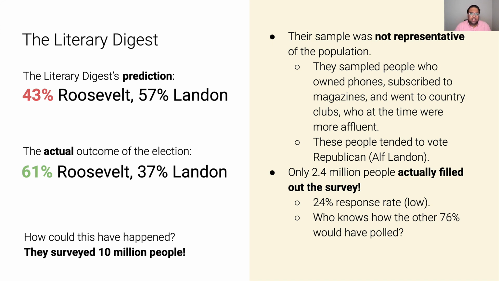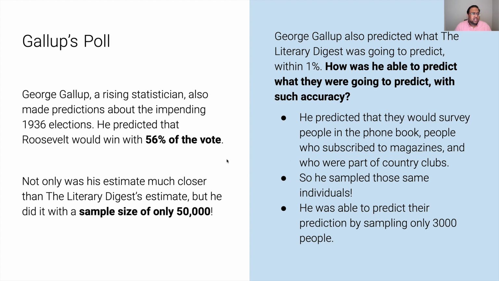Now, at the same time that the Literary Digest was doing their polling, this young statistician by the name of George Gallup also decided to make predictions about the 1936 elections, and he sampled just 50,000 people, but was able to predict that Roosevelt would win with 56% of the vote. So he correctly predicted the outcome of the election, though the proportion of votes that would go to Roosevelt, he was off by about 5%, which by today's standards is pretty bad, but he still was able to predict that Roosevelt would win with a far smaller sample size, and this just indicates that he constructed a representative sample of the larger population of US voters.